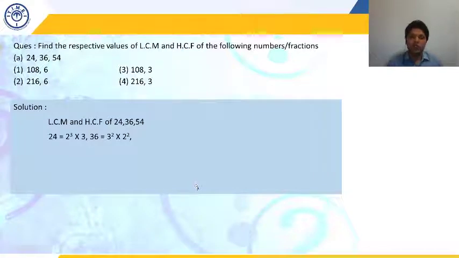And what is the prime factorization of 36? It is going to be 3 square into 2 square. 9 4s are 36. And what is the prime factorization of 54? It is going to be 3 cube into 2. 27 2s are 54. So now we have expressed all of these numbers in powers of prime factors, which is called prime factorization. So now how to get the LCM and HCF?